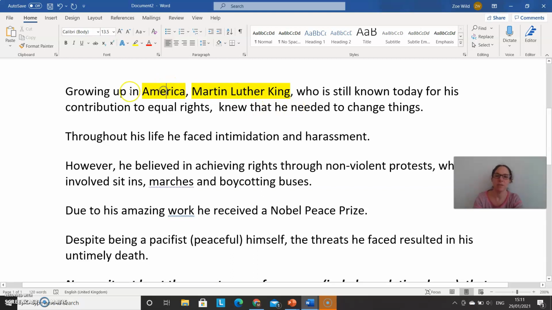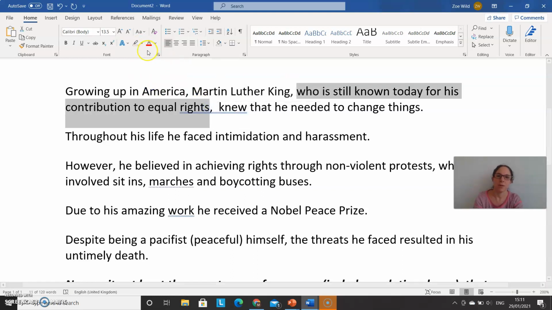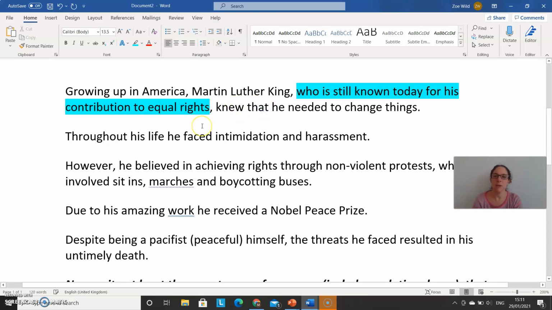And then I'm just going to get rid of the highlighted nouns. Here's my relative clause. So around my relative clause, I have commas. See, I've got a comma before it and a comma after it. Is there a problem with spacing? Yes, there is. Growing up in America, Martin Luther King, who is still known today for his contribution to equal rights, knew that he needed to change things. So it's just given a bit more information about my noun, Martin Luther King. So I would use that in my introduction, I think.